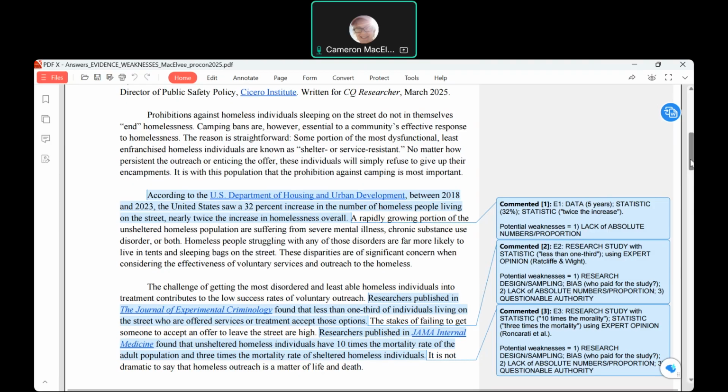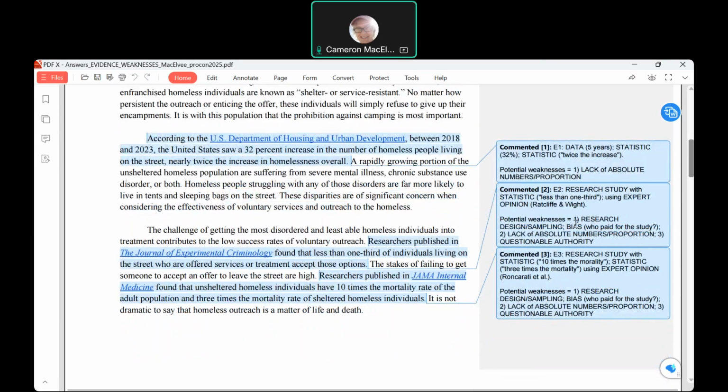Devin's second piece of evidence was the research study where he cited a statistic based on research, or expert opinion, I'm sorry. He says researchers published in the Journal of Experimental Criminology found that less than 1/3 of individuals living on the street who are offered services or treatment accept those options.